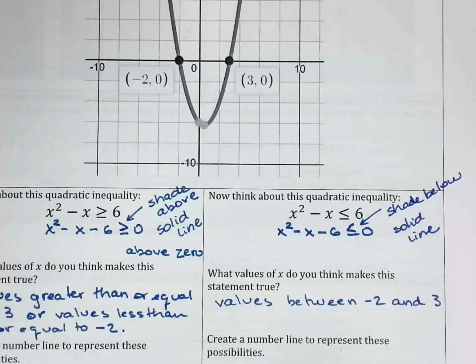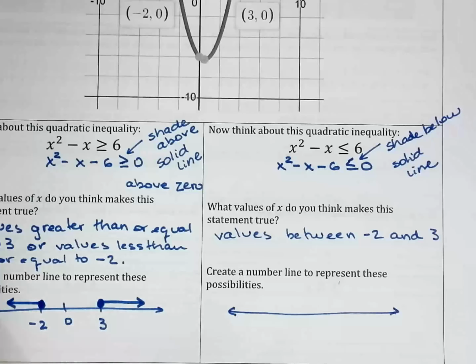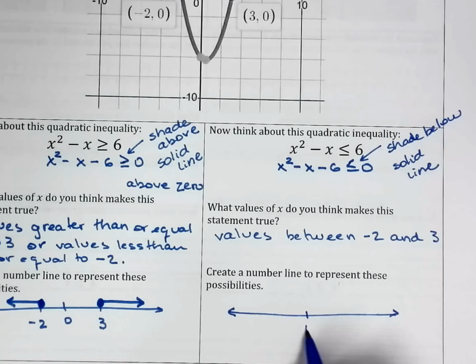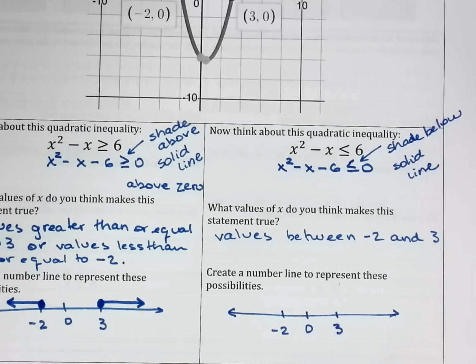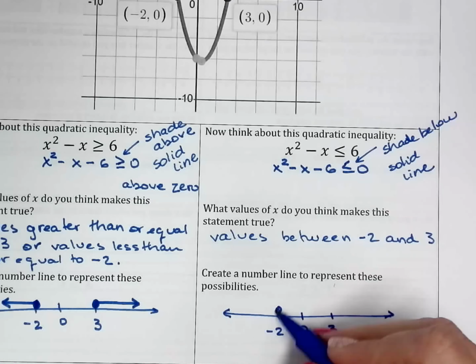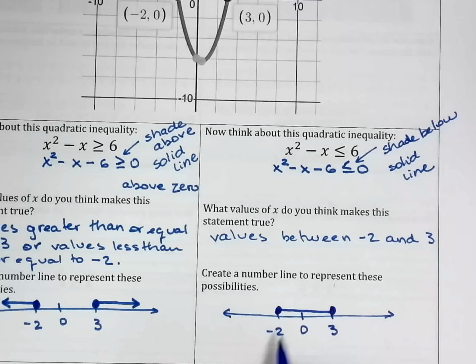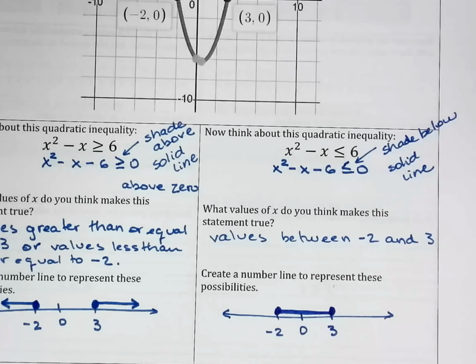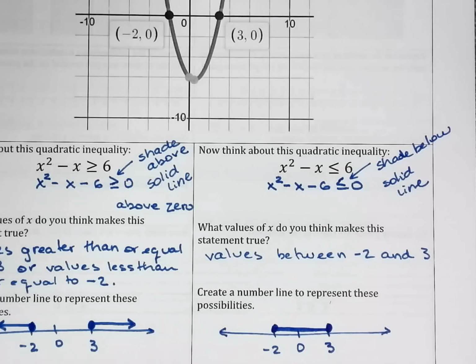Okay, here's the number line. So here's 0, here's -2, here is 3. That's my number line. So all the values between -2 and +3 are there, below or less than or equal to 0.